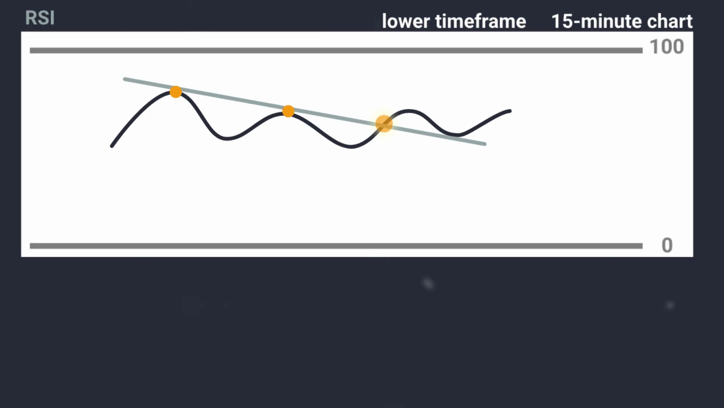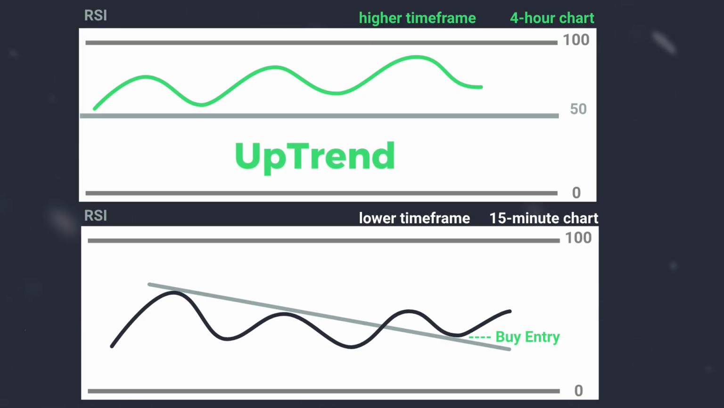We need confirmation. We wait for a pullback, where RSI returns to test the broken trend line from above, but does not fall back below it. If RSI respects the trend line during the retest and then starts moving upward again, the breakout is confirmed. This is our signal to enter a buy trade, in alignment with the uptrend seen on the higher time frame. By combining higher time frame direction with lower time frame breakout confirmation, we increase the quality of our setups and avoid counter-trend trades.